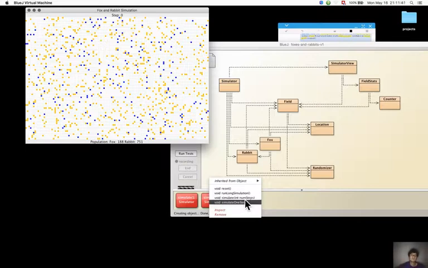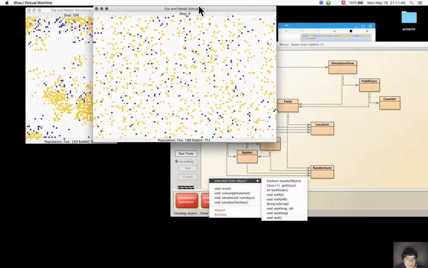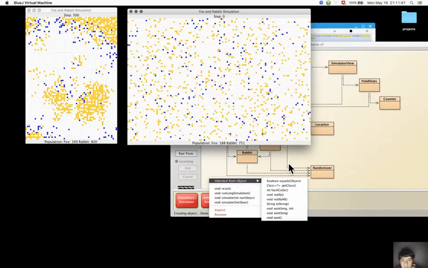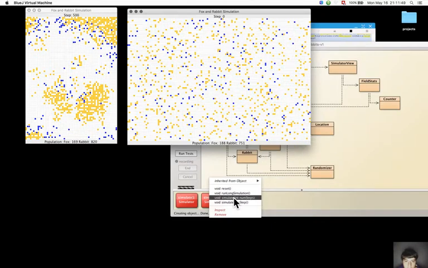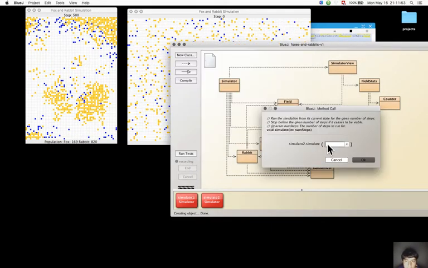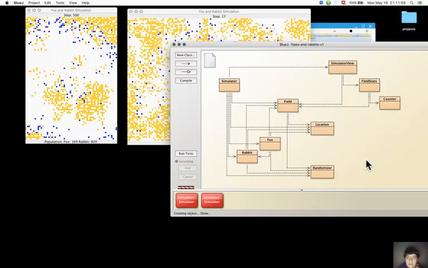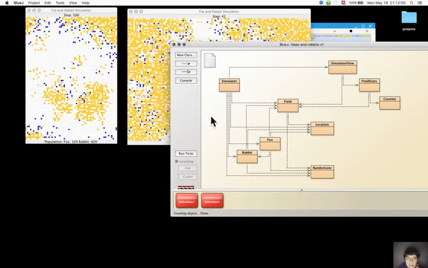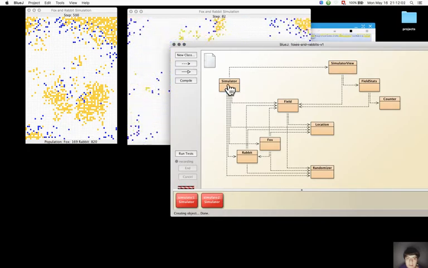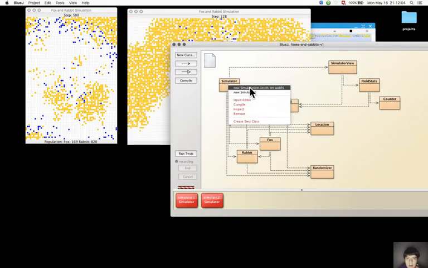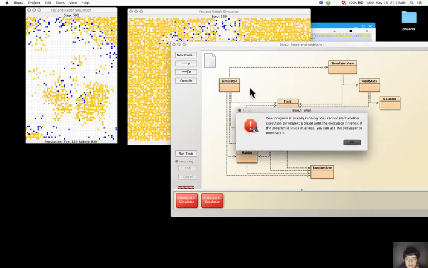Oh yes, I can do these simulations in parallel. So I have them here. Oh, perfect. So you don't have to write them down. Steps, and a new simulation.